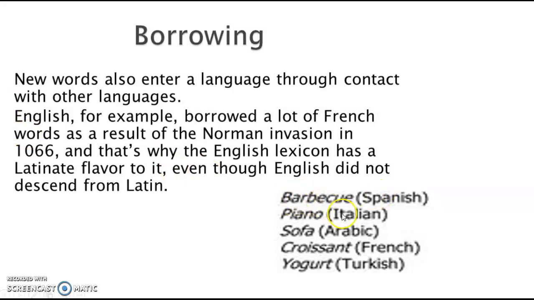Then you have examples. Barbecue, that is from Spanish. Piano is from Italian. Sofa is Arabic. Croissant is French. And yogurt is Turkish. We already use these words, but we don't know the origin. But they are borrowed words that are common for us, but they were taken from a specific nation, from a specific contact that we have with another nation that is not English.